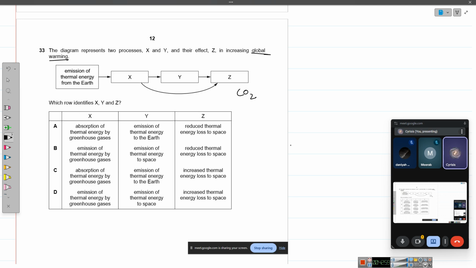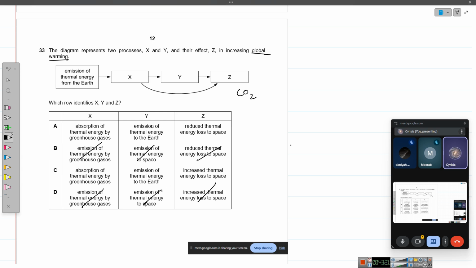What is X? Absorption of thermal energy by greenhouse gases, maybe. Yes, they absorb, they don't emit. So the emission is out of the question anyway. So options B and D are already gone.